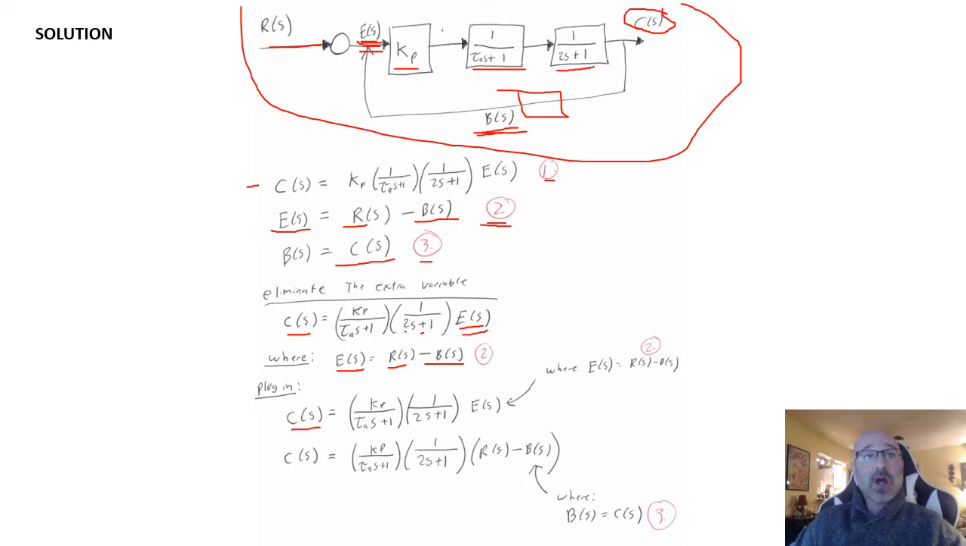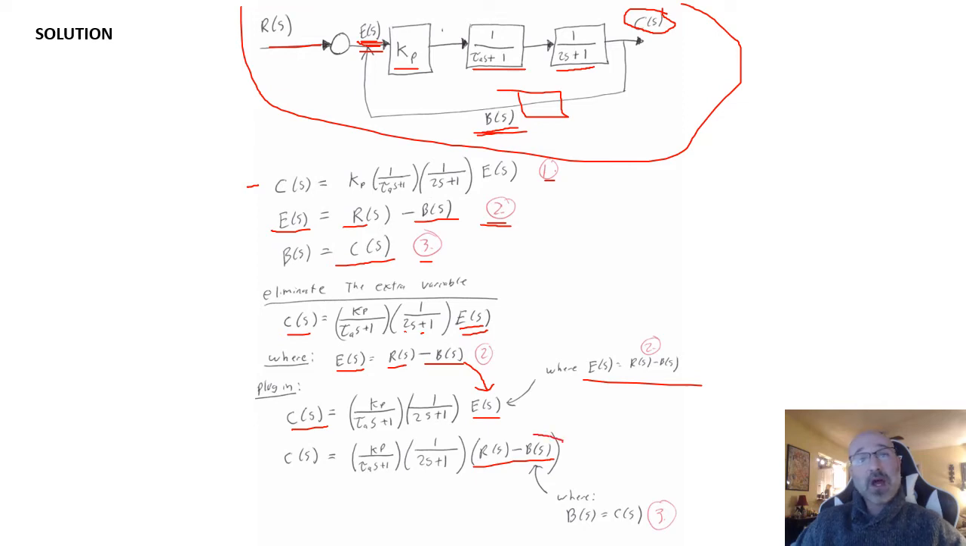So we plug it in, and we end up with C of s is equal to K sub p over tau A s plus 1 times 1 over 2s plus 1 times our E of s right there. Again, now we plug this in for our E of s from equation 2. So we end up with this equation here. This is now R of s minus B of s.